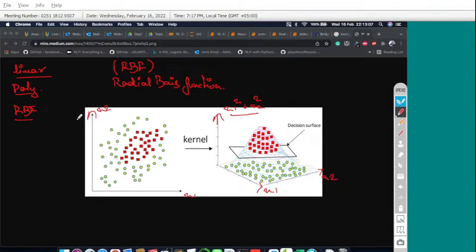And if I talk about where exactly the kernel is implemented in the equation, maximizing the minimum distance, W transpose here calculates phi of x plus c into y, divided by the norm of W, where phi is the kernel function.